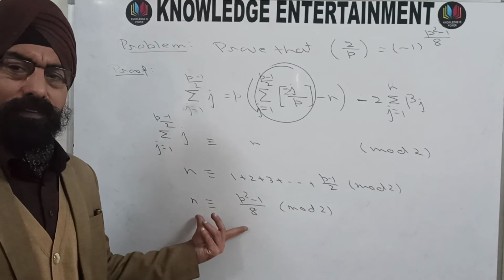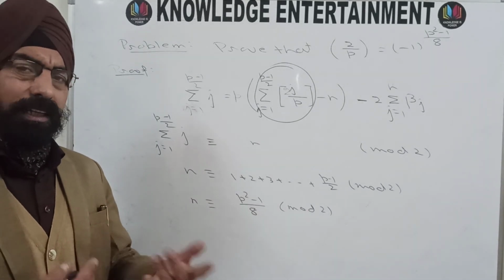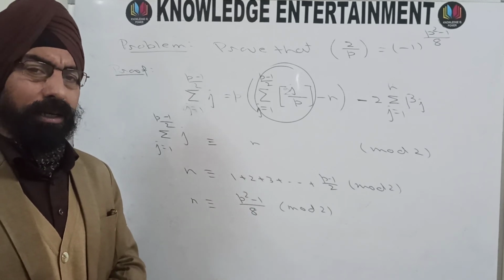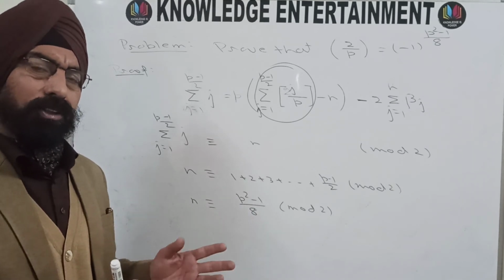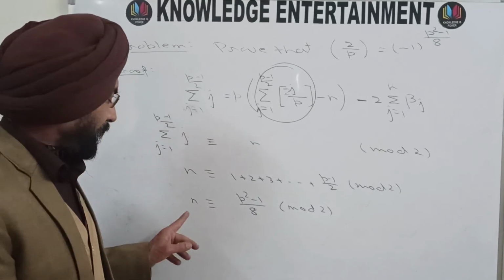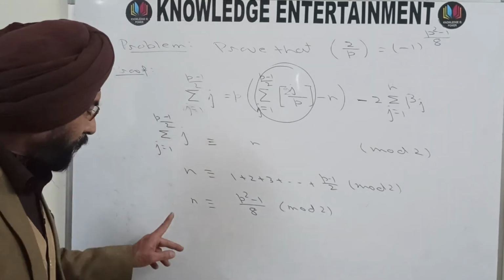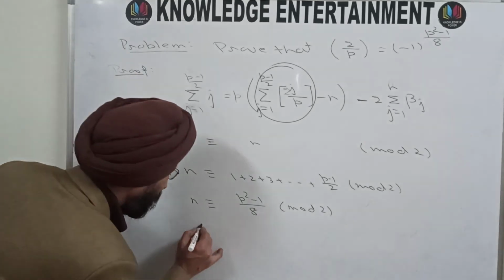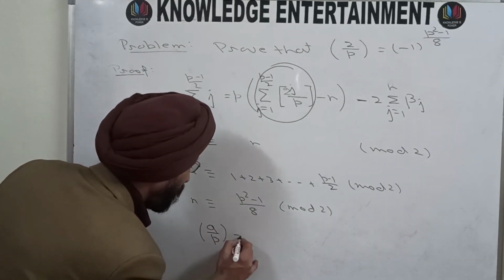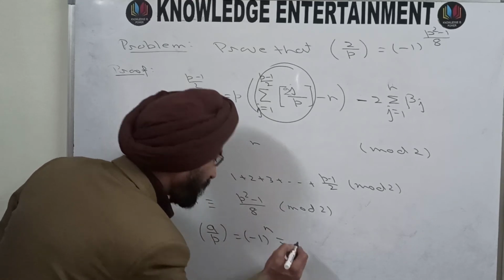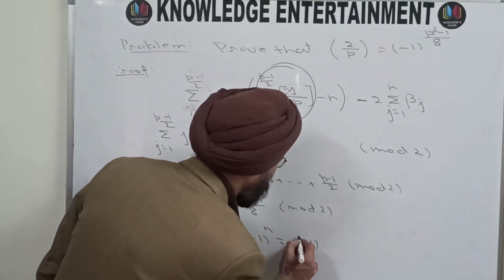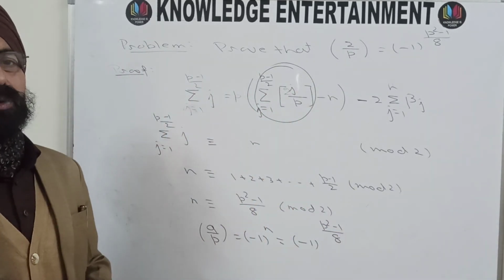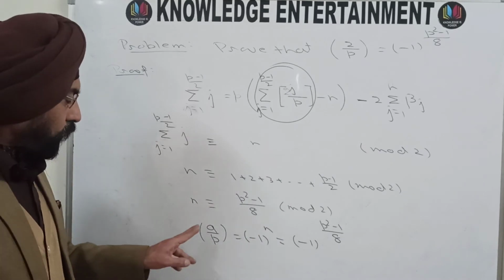That means, now once again, they are congruent to each other modulo 2. That means either both are even or both are odd. Whether they are both even or both odd, minus 1 raised to the power of both these numbers will become equal. Minus 1 raised to the power n will be equal to this. But minus 1 raised to the power n is the value of the Legendre symbol a by p. So the Legendre symbol a by p, that is minus 1 raised to the power n, is now equal to minus 1 raised to the power (p square minus 1) by 8 because n is congruent to (p square minus 1) by 8 modulo 2.